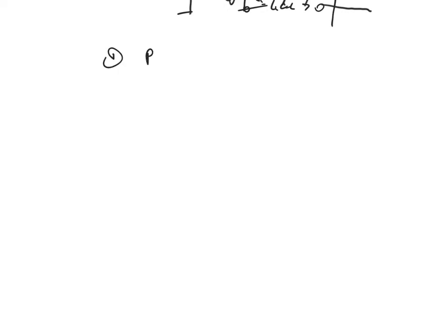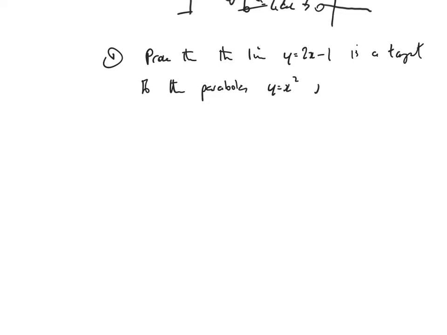Example 1, we're going to prove that the line y equals 2x minus 1 is a tangent to the parabola y equals x squared, and we're also going to find the point of contact. I'm going to call that POC.